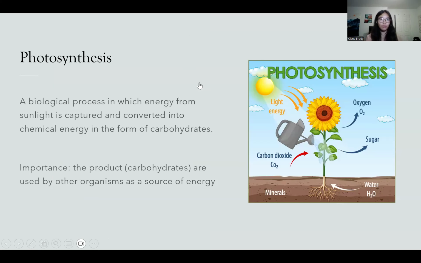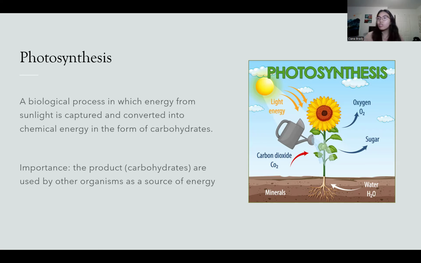Okay, so photosynthesis is a biological process in which energy from sunlight is captured and converted into chemical energy in the form of carbohydrates. Now, if you can see the picture on this side of the screen, we have a plant and it is receiving light energy from the sun. It is receiving carbon dioxide and it is receiving water.